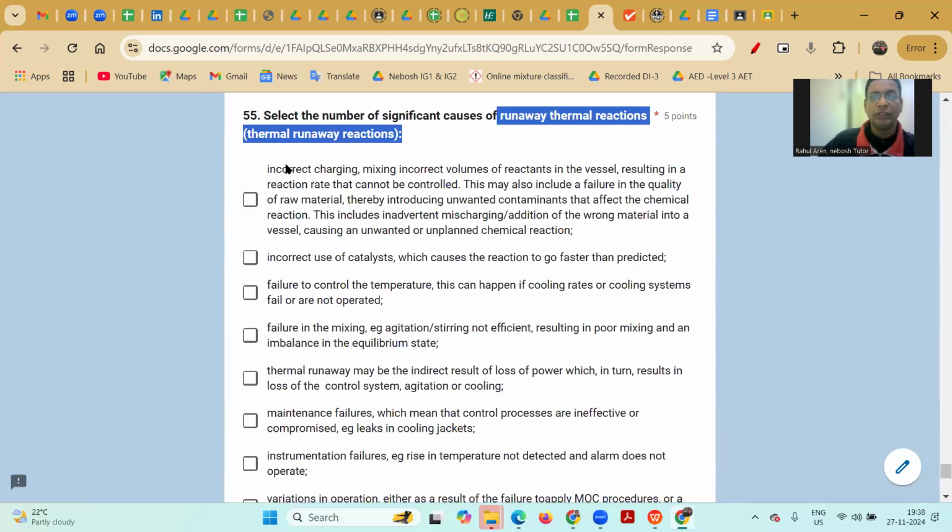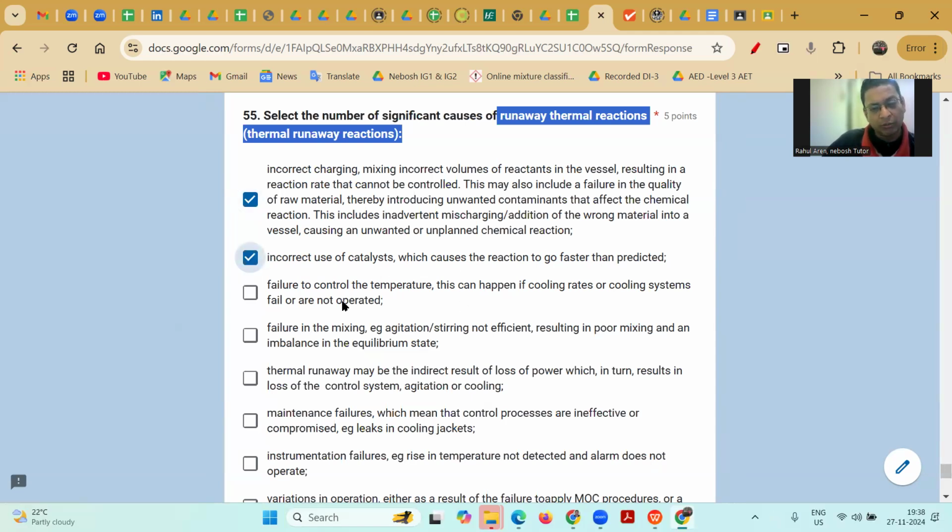If you have incorrect charging or mixing of incorrect volume of reactants in the vessel, resulting in a reaction rate that cannot be controlled. This may also include a failure in the quality of raw material, thereby introducing unwanted contaminants that affect the chemical reaction. This includes inadvertent mischarging, addition of the wrong material into a vessel, causing an unwanted or unplanned chemical reaction. Then this is a correct answer. Incorrect use of catalyst, using the catalyst improperly, which caused the reaction to go faster than predicted. This is also the correct answer.